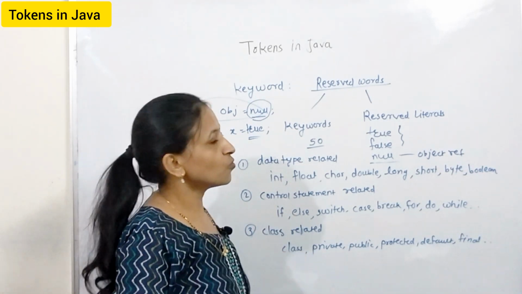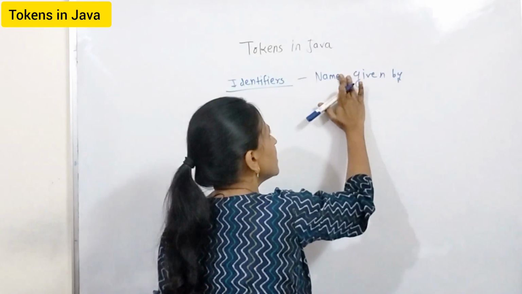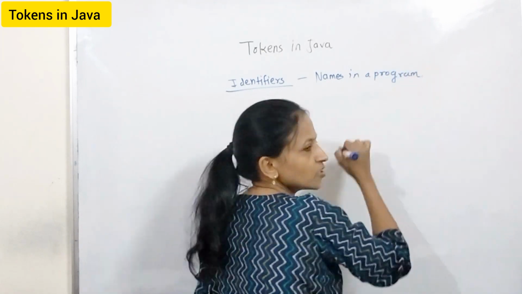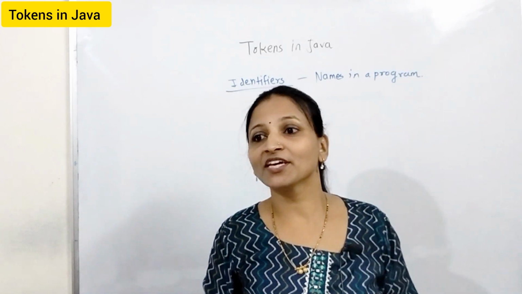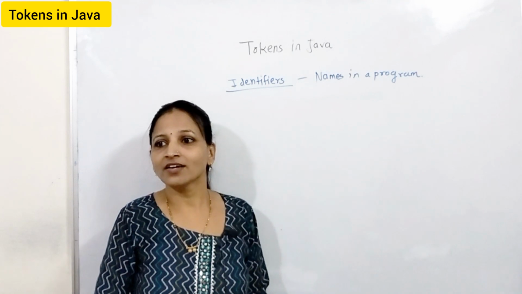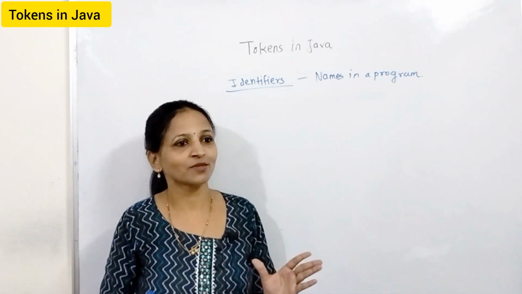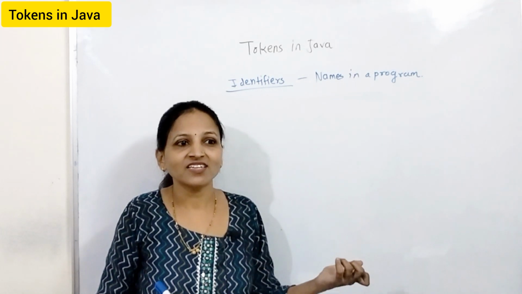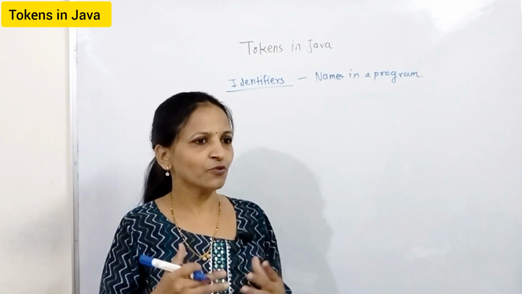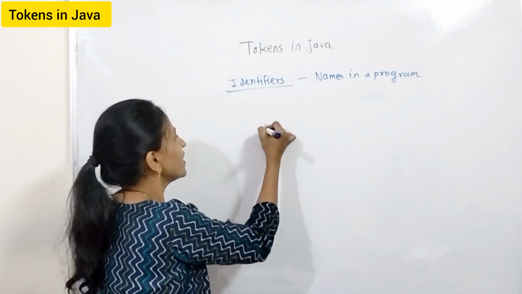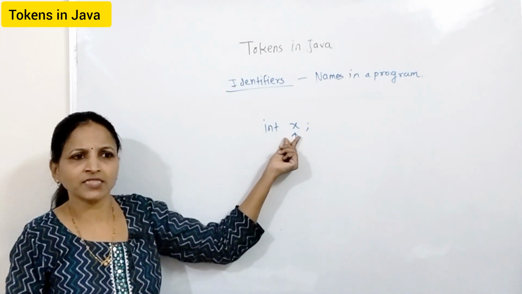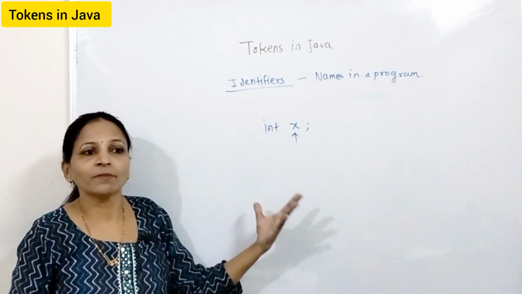The next point in tokens in Java is identifier. Names in a program are nothing but identifiers. Those may be given by Java itself or may be given by the programmer. If the programmer is giving any name, that is a programmer defined identifier, and Java has already defined some identifiers for specific purposes, like main is a predefined identifier. String is a name given to a class, that is again an identifier. If you are creating any variable and writing integer x, then this x is a name given by the programmer, because the programmer is creating this x. This is a user defined or programmer defined identifier.